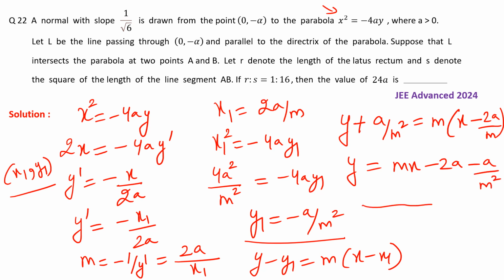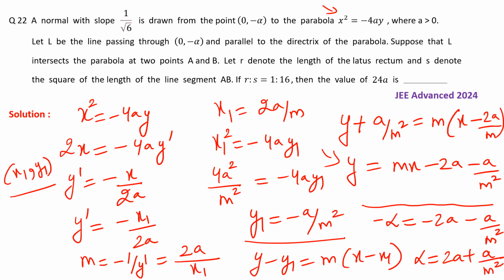Now students, we have got the equation of the normal in the slope form. Now it is saying that the normal is drawn from the point (0, -α). So that means (0, -α) will be a point on this normal. So it must satisfy the equation of the normal. So what I do now, I will just put y as -α and x as 0 in this equation. So I will be getting -α = -2a - a/m². Now from here we get the value of α as 2a + a/m². Right? Now we move further.